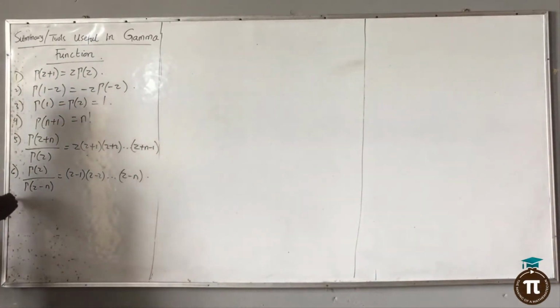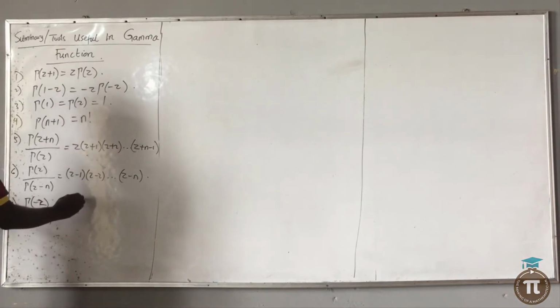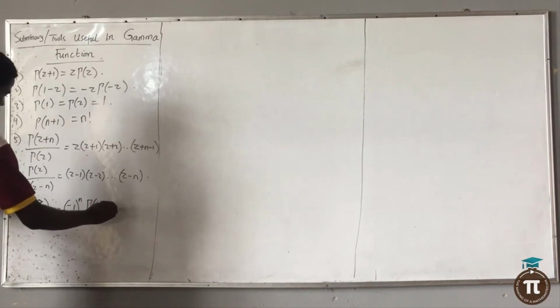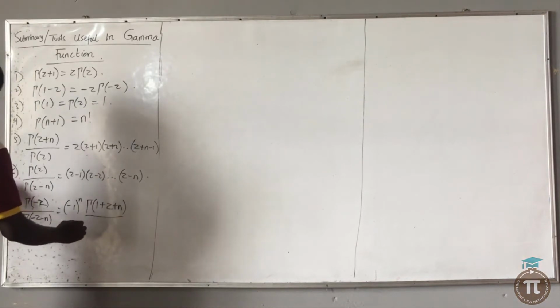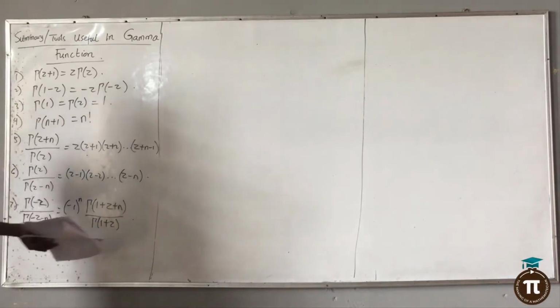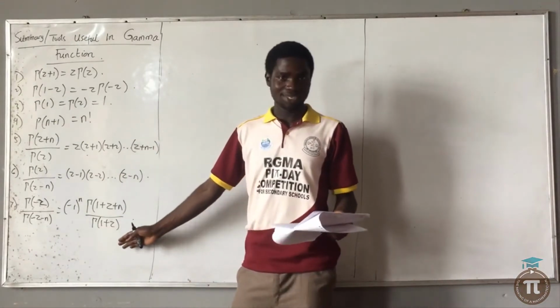Number 7, the next one, when you have gamma of minus z over gamma of minus z minus n, this is equal to minus 1 raised to power n, gamma of 1 plus z plus n all over gamma of 1 plus z. So that is what we are going to have in this case.